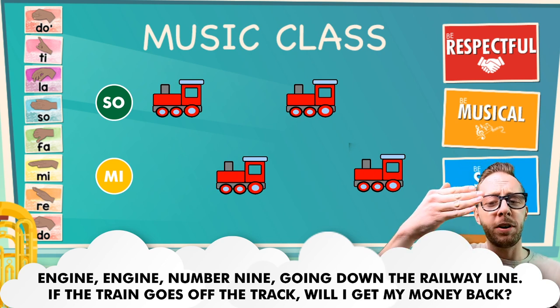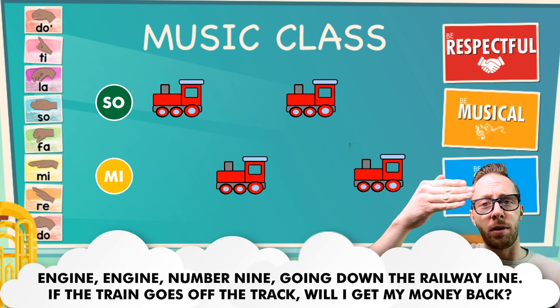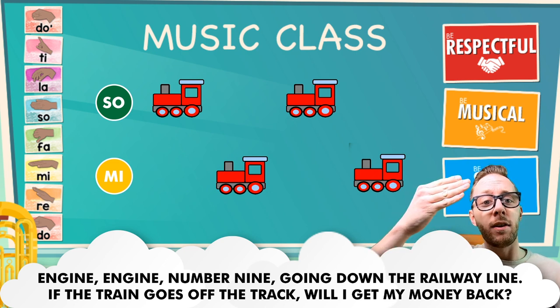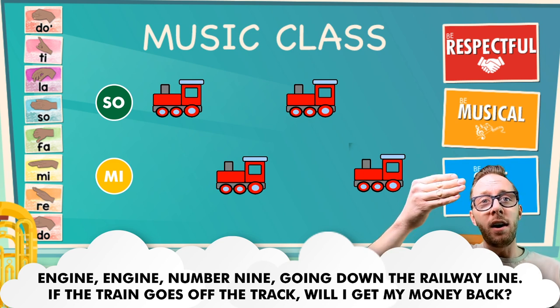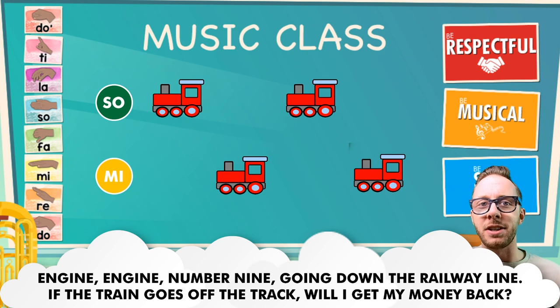So let's get our hand signs out. You can show me So up like this and Me like this. And can we sing this pattern together? Ready? So, me, so, me. Nice job. I am going to change our pattern around.